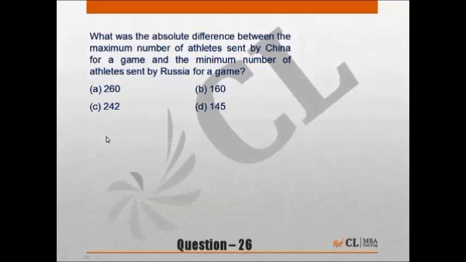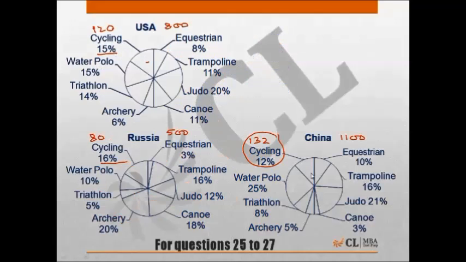Question 26. What was the absolute difference between the maximum number of athletes sent by China and the minimum number of athletes sent by Russia for a game? Okay, so maximum for China, any game, and minimum for Russia. Let's look at the data. Maximum for China would be, look at the biggest percentage. The biggest percentage is in terms of water polo, so maximum for China is 25% of 1100, which is nothing but 250 plus 25, so 275.